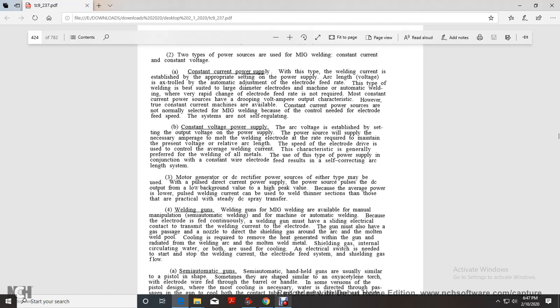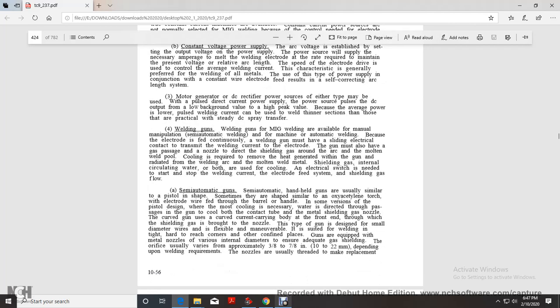the molten weld pool. Cooling is required to remove the heat generated within the gun, radiated from the welding arc and the molten weld pool, with the shielding gas internal. Circulating water is used for cooling, and electrical switches are needed for the start and stop of the welding current, with the electrical feed system and then the shield gas flow.